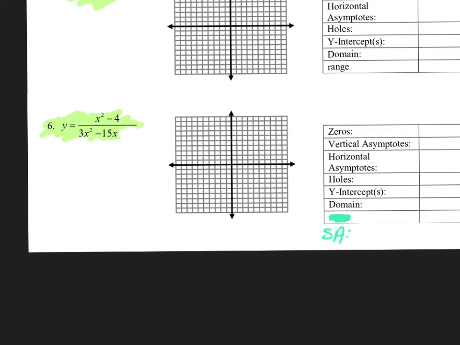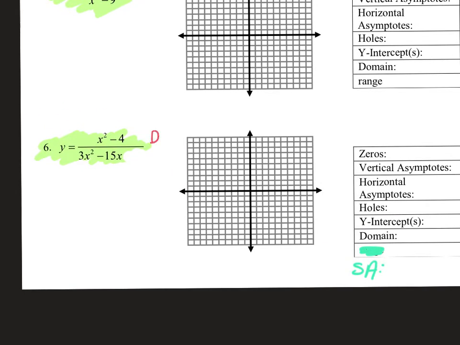So if I'm going to find the domain for this function, I set the denominator not equal to 0, correct? So 3x squared minus 15x cannot be 0. If I factor this, I pull out 3x and I'm left with x minus 5. So I have 3x cannot be 0 and x minus 5 cannot be 0.